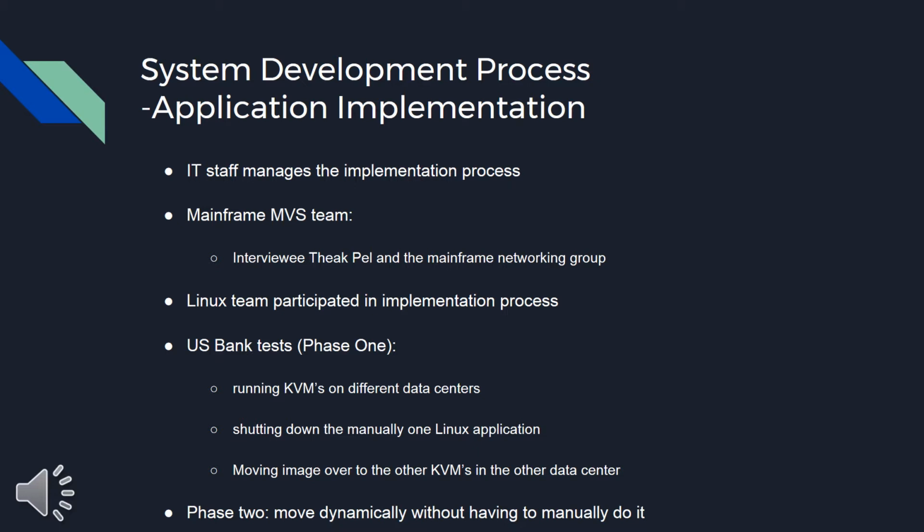Just this past summer, US Bank tested the high availability of the Linux servers by running KVMs on different data centers active-active and by manually shutting down one Linux application and moving that image over to the KVMs in the other data center. That is part of phase one of the implementation process. Now, moving forward, the mainframe would like to implement high availability by live migration, where the application moves over dynamically from one data center to the next without having to manually do it.